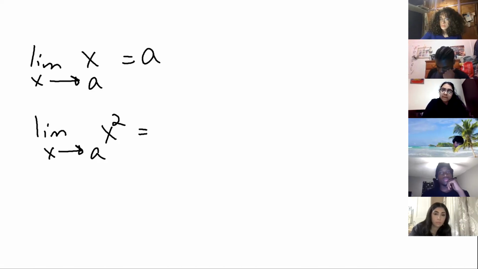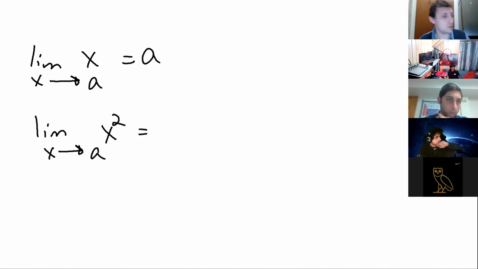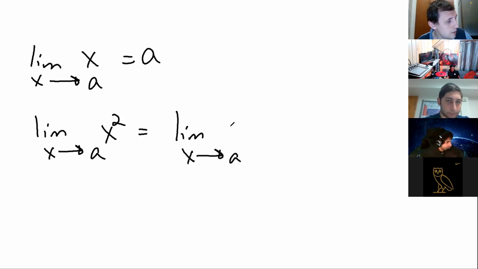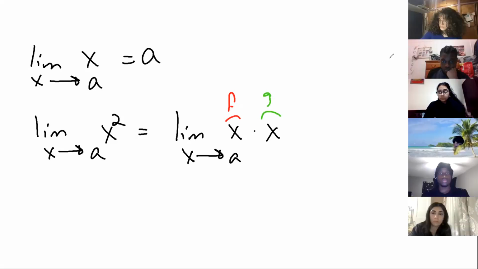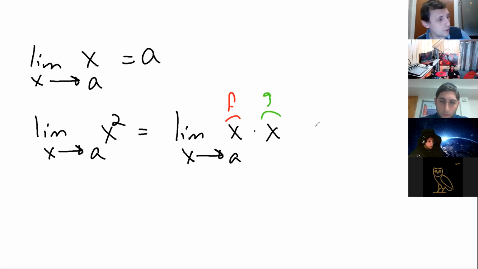Now, by limit laws, I know two functions. You see what happens? I can say this is the limit as x goes to a of x times x. The first x I can call f, and the second x I can call g. I know the limit of each of them separately, right? Each of them separately is a. According to the limit laws, the limit of the product is the product of the limits. So it will be a times a, which is a squared.